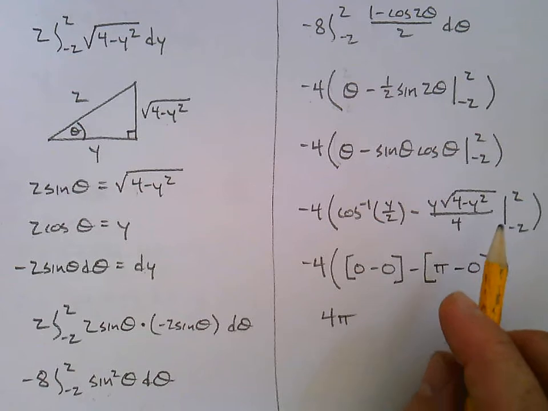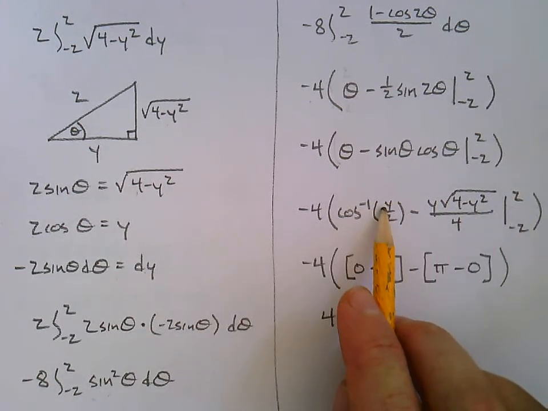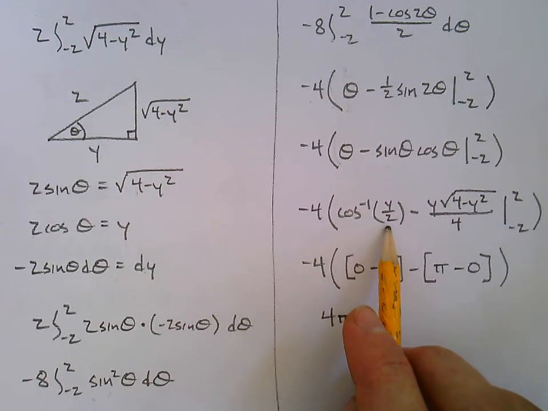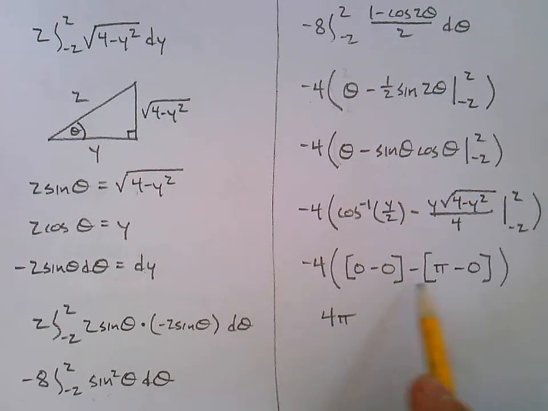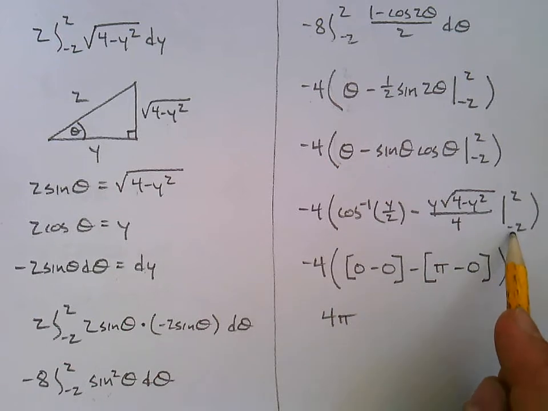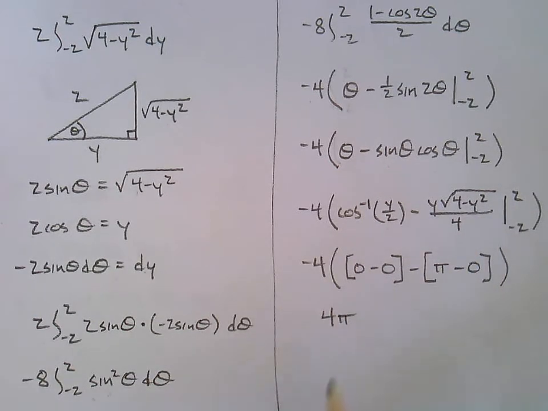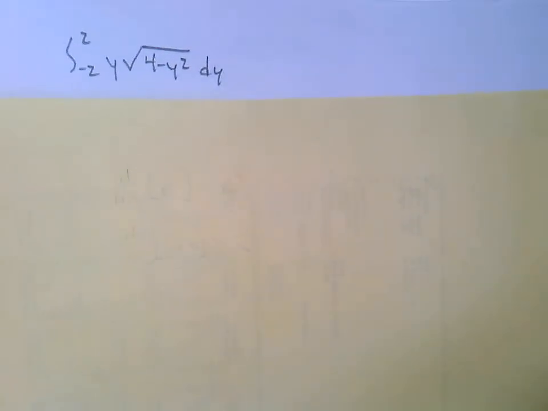Okay, so at this point, when we plug in our 2 and our -2, some nice things happen. So, inverse cosine of 1 turns out to be 0, and plugging the 2 in here gives you a 0 as well. Plugging in -2, now inverse cosine of -1 is pi, but you'd get the 0 again there. So this whole thing works out to be 4 pi. Keep in mind that's only the first integral. That's this part. We still have to do this one. So let's check that out.